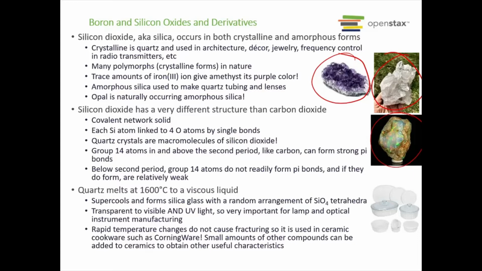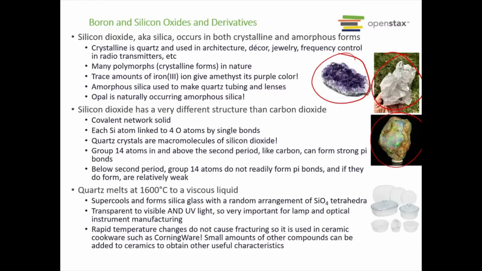Quartz itself melts around 1600 degrees Celsius to a viscous liquid, very, very thick. So you melt it and then it undergoes supercooling and it ends up forming silica glass. And this glass is a random arrangement of silicon tetraoxide tetrahedra. What's interesting about it is it's transparent to both visible and UV light. So it's very important in lamps and in optical instrument manufacturing. A lot of times you'll have quartz cells where you put a sample in that passes light through it, and because it's transparent, that quartz cell doesn't affect the sample itself, and you're able to look at how that liquid or solid actually affects the bending of light, for instance.